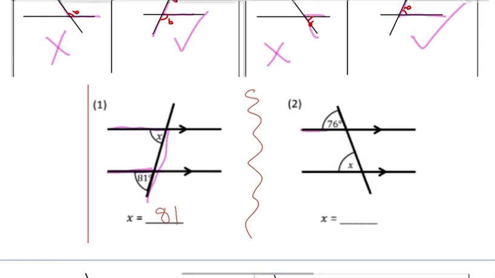Now for this one, we've got that upside down F, which means those two angles are corresponding. If they're corresponding, they're the same. So those two angles will be equal. So hopefully that's just giving you a little bit of an idea about how corresponding angles work, how to spot whether two angles are corresponding, and what that means saying that they're equal.